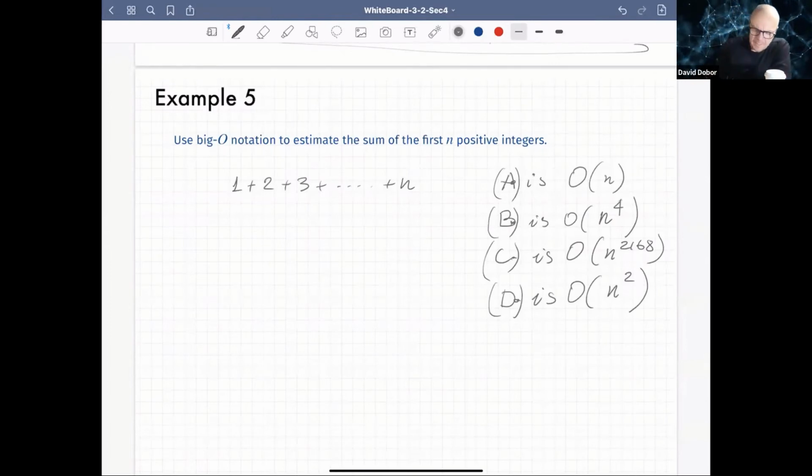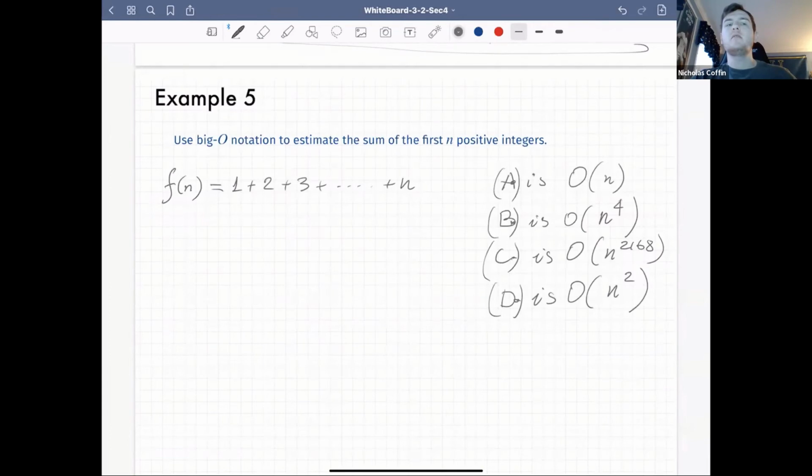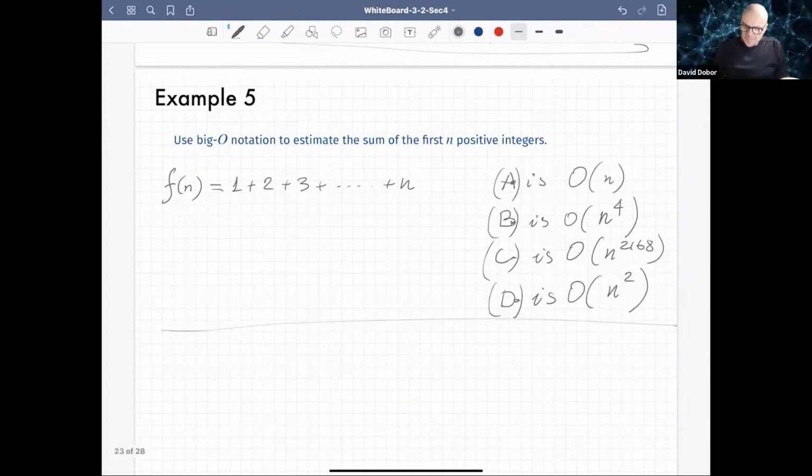Let's call this S of n, for the sum of the first integers, or you can call it f of n if that confuses you. That's my function, f of n. It depends on n. n is an integer, and it's the sum of the first n integers. D? Yes, D. Okay, let's start with D. So D is correct, but it's not the only correct choice.